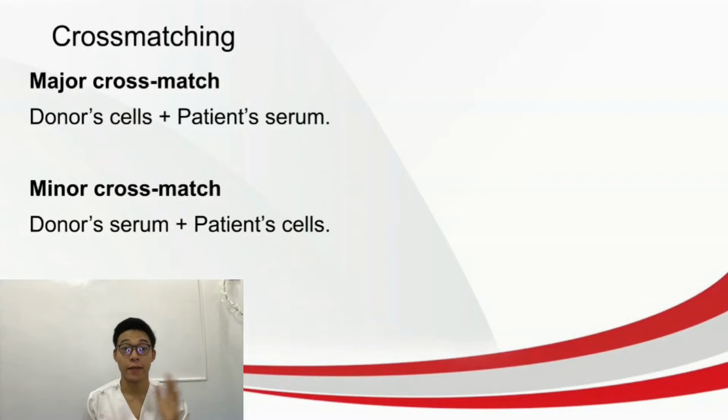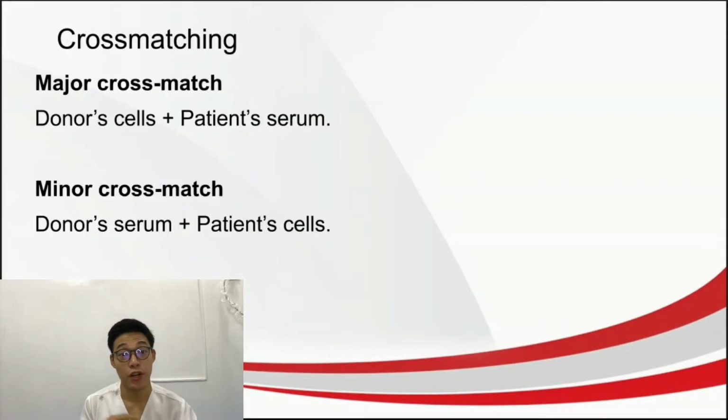Hi, I'm Clyde Naval, and now we're going to proceed to cross-matching. Cross-matching has two types, the major cross-match and the minor cross-match. In major cross-match, when the donor's red cells and the patient's serum are mixed and tested, it is called the major cross-match, which is the donor cells plus the patient's serum. And the minor cross-match is the donor serum plus the patient's cells.